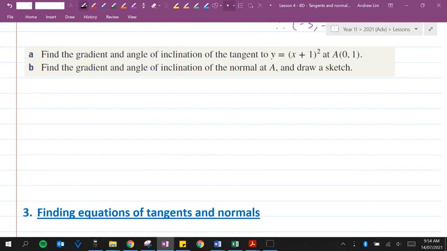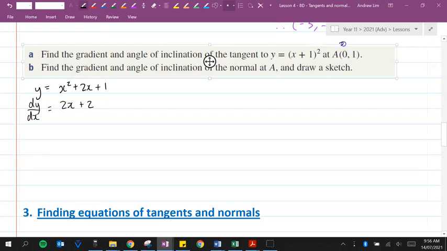Find the gradient and angle of inclination of the tangent to y equals (x plus 1) all squared at A (0, 1). So if we want to find the gradient, we need to differentiate to get the gradient function. So if y is equal to (x plus 1) all squared, I'm just going to expand this out. This is a perfect square, because that makes it easier for us to differentiate. So dy dx is equal to 2x plus 2. So that's the gradient function.